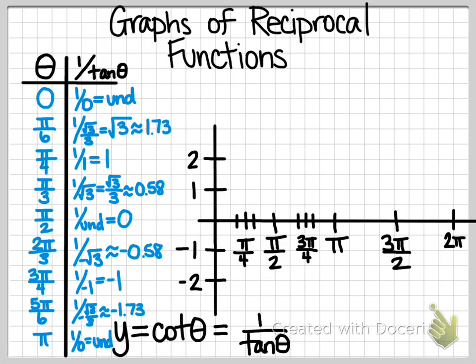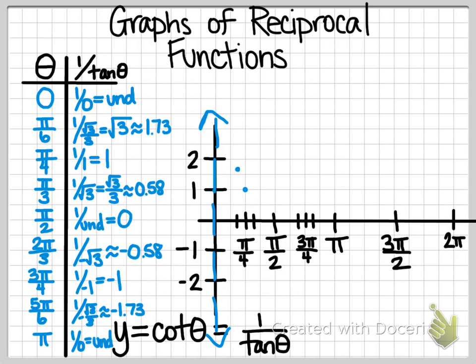Okay? So we're going to plot these points. So we're going to go 0 undefined. Whenever we have undefined, that's an asymptote. So there's going to be an asymptote through 0. Okay, then we're going to go pi over 6, 1.73. We're going to go pi over 4, 1.